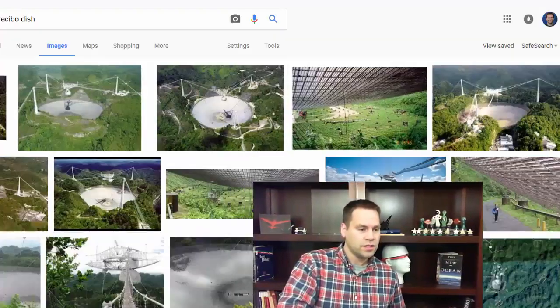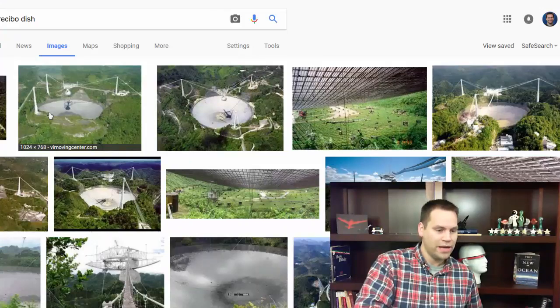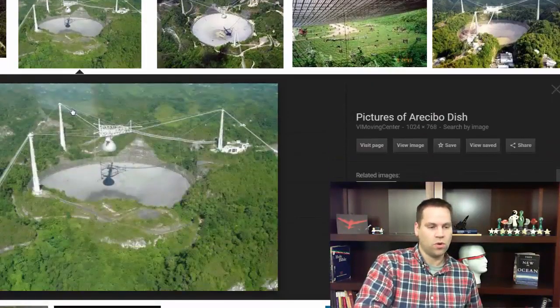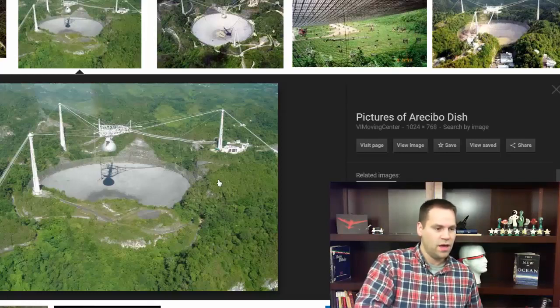And they used this radio dish, which is the largest single dish radio telescope in the world. It's in Arecibo, Puerto Rico. It's kind of built into this huge ravine. All right, it's enormous. You also see it in the movie Contact.